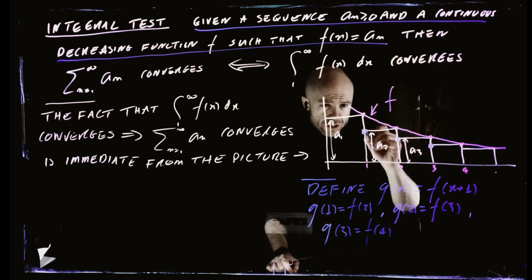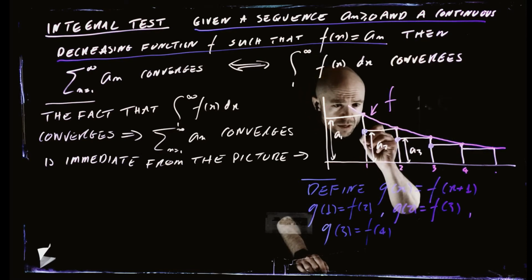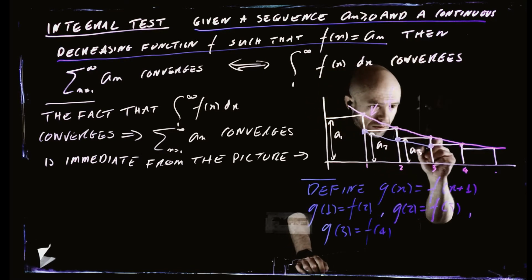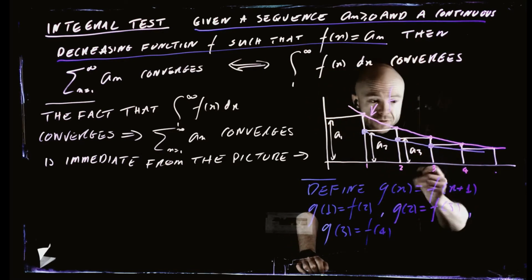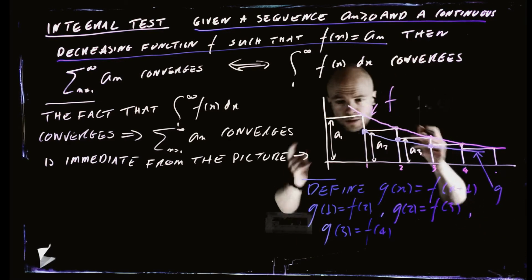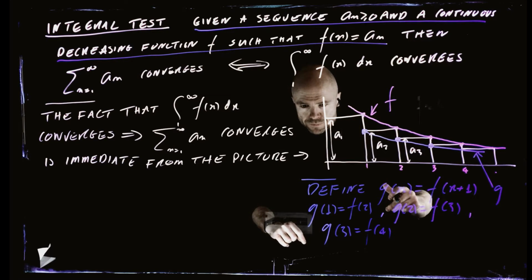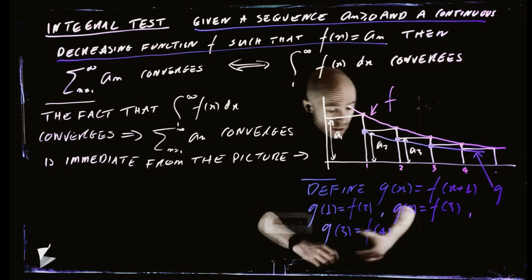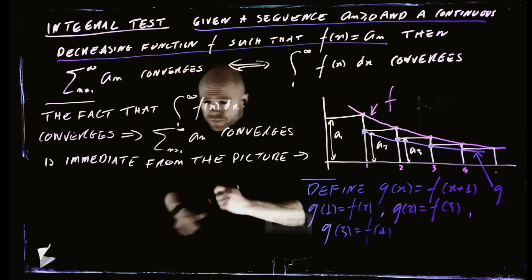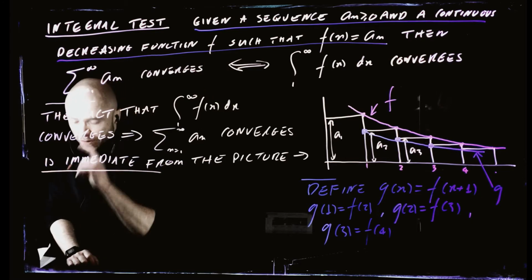So this function g is also going to be decreasing, since f is decreasing, it's just shifted along by 1, goes down like this. Yeah? So this function g is indeed underneath all of our blocks. Cool. So since it's underneath all of our blocks, then it's immediate that the following is true.